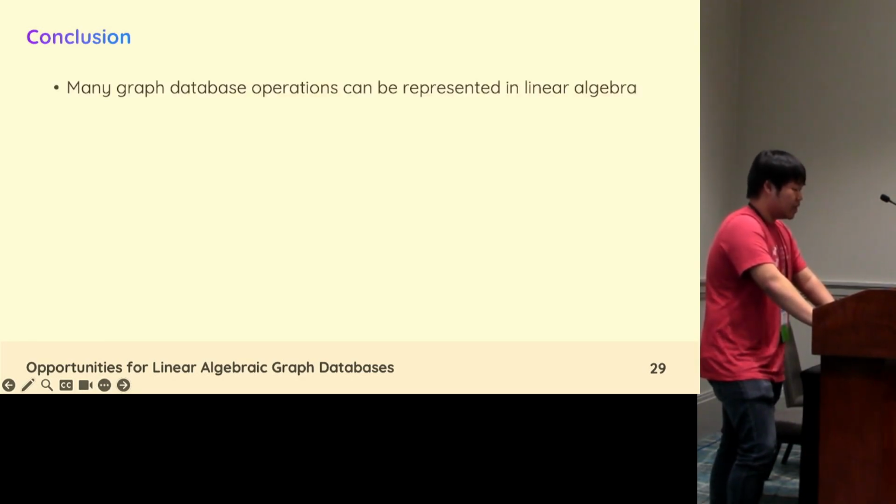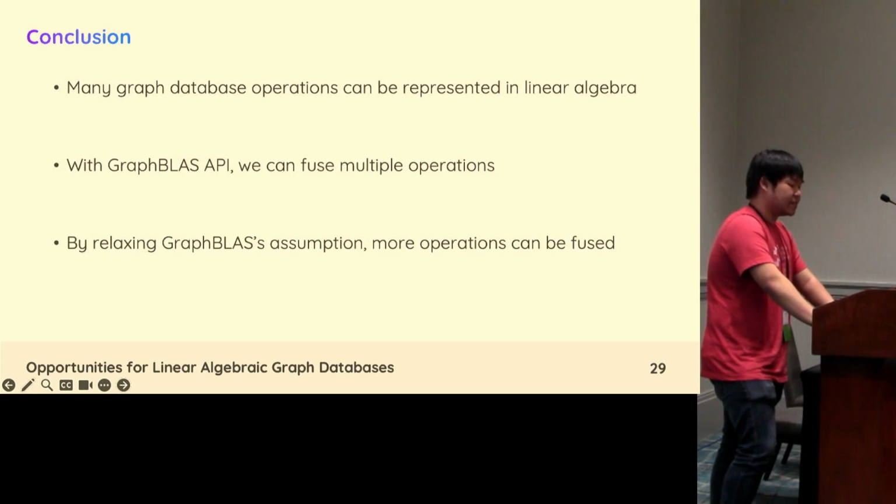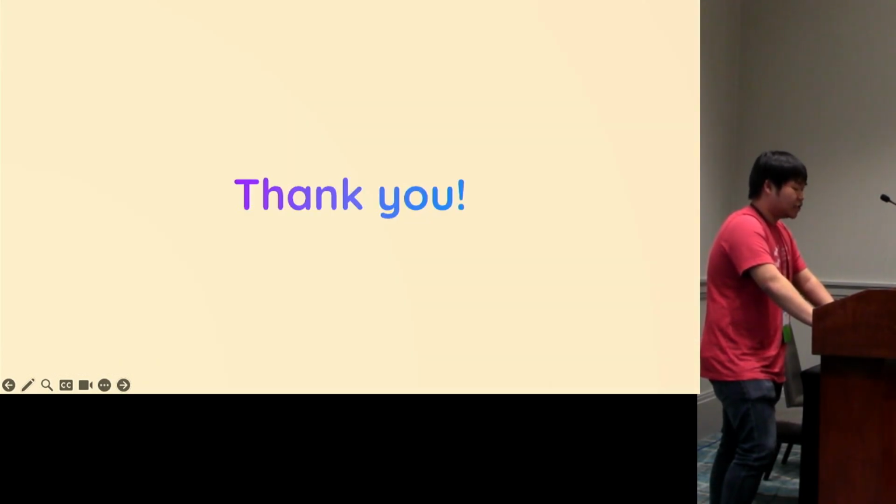In conclusion, this work shows opportunities for leveraging linear algebra in the domain of graph databases. The first one is that we observe many graph database operations can be represented in linear algebra, and if we can represent them, we can reduce the conversion cost between the graph database operations. The second point is that with the GraphBLAS API, we can fuse multiple operations, which can save us both space and time. And third, by relaxing the GraphBLAS assumption, more operations can be fused, as I showed in the example of the common neighbors identification. And that should conclude the talk.